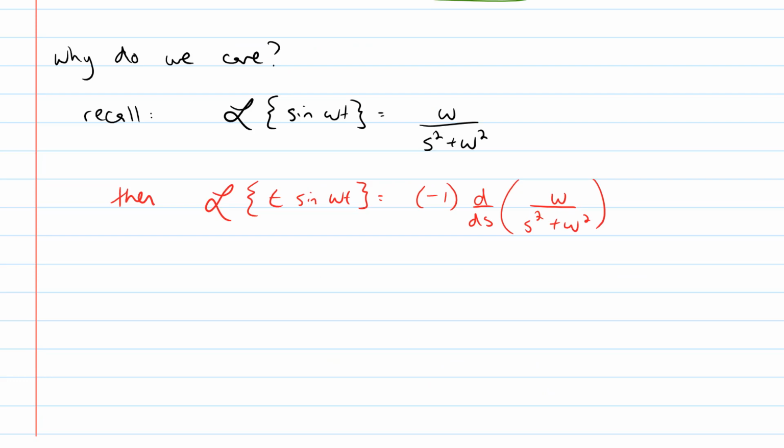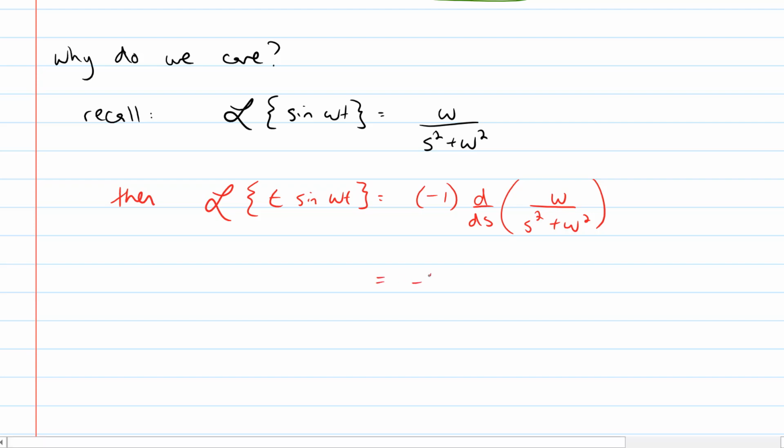So why do we care? That's always a great question. Let's recall that the Laplace transform of sine omega t is equal to omega over s squared plus omega squared. So if we want to find the Laplace transform of t times sine omega t, then we're just going to take the derivative of that and multiply it by -1. So let's take that derivative.